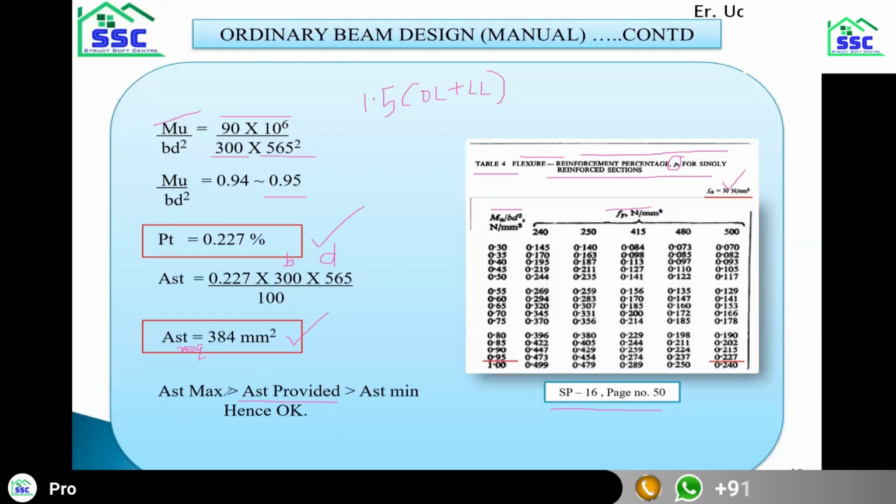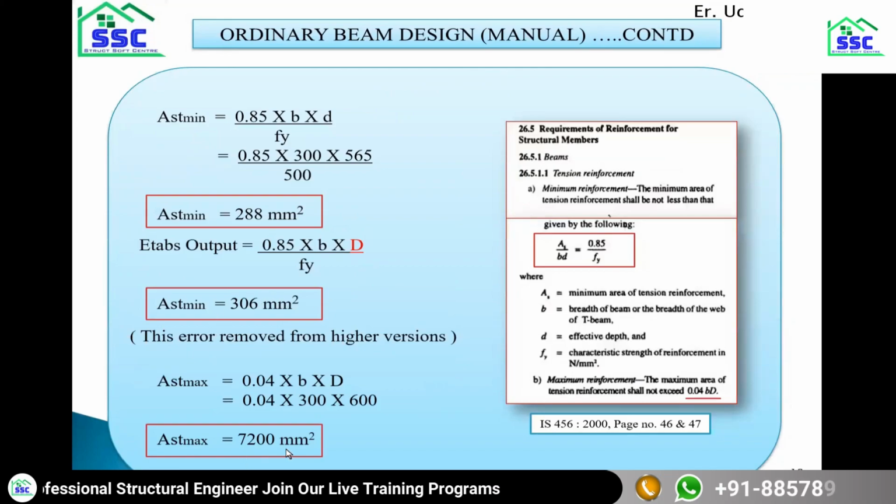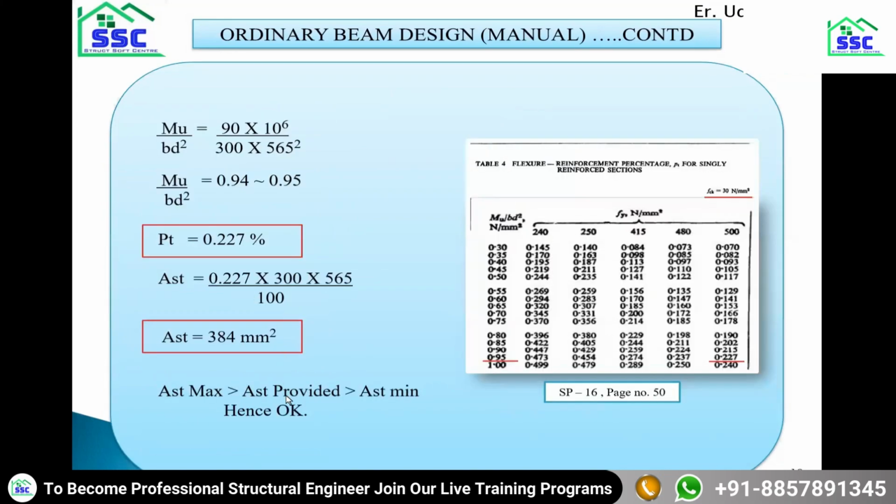But previously we have calculated our AST maximum, right? So if I go to the previous slide, just for your reference, our AST maximum is 7200 and AST minimum is 306. So our AST provided is lesser than 7200. I'll just write it down for your reference.